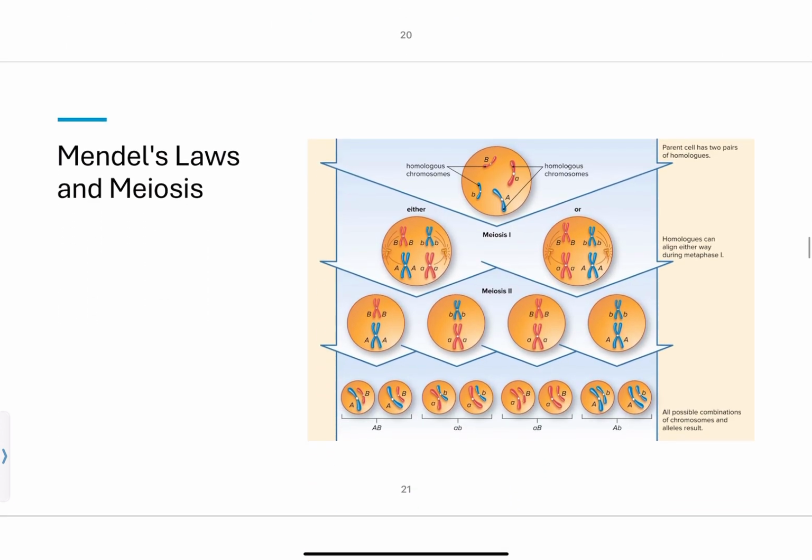So let's scale this up to humans. We have 23 pairs of homologous chromosomes, and every pair behaves according to Mendel's laws during meiosis, the cell division process that makes gametes. Each pair of chromosomes and the alleles they carry separates independently. So when sperm or egg are formed, they contain random combinations of chromosomes and alleles. Again, that's why there's so much variation in offspring and even among siblings.